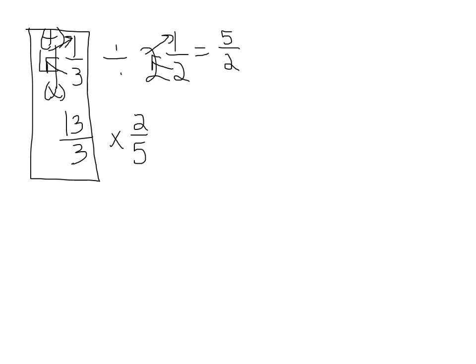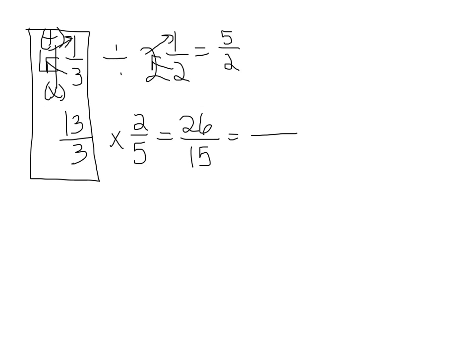All right, can you cross simplify 13 and 5? No. Can you cross simplify 2 and 3? No. Multiply across the top. 13 times 2 is 26. 3 times 5 is 15. I need to simplify because I have an improper fraction.